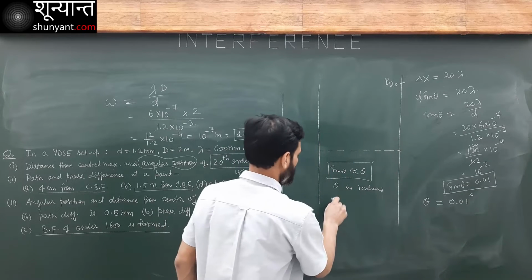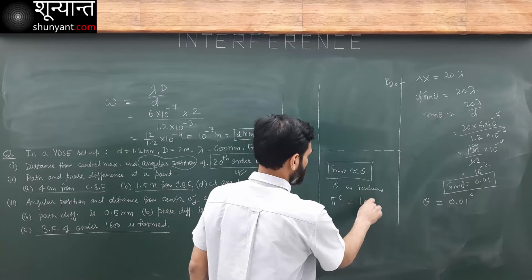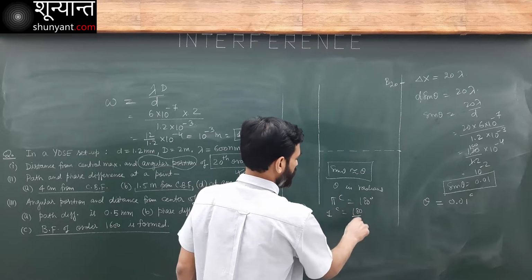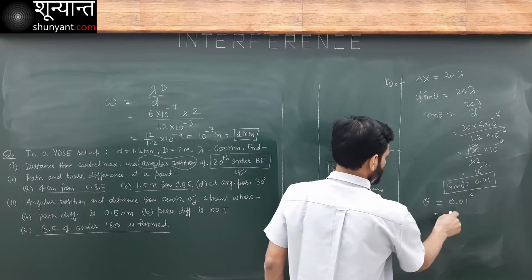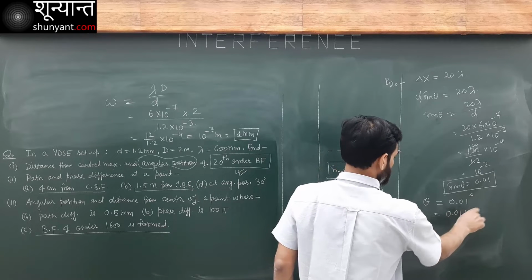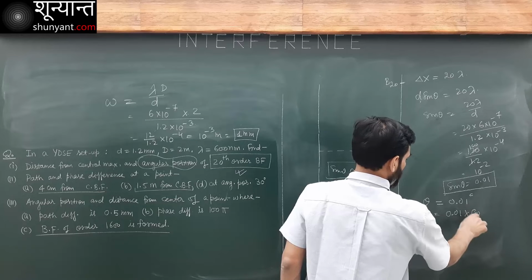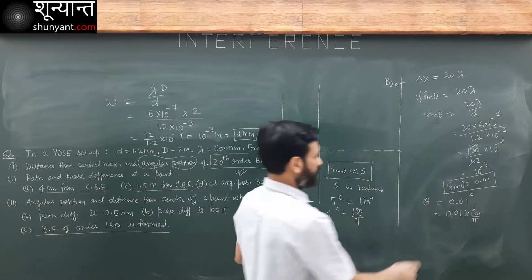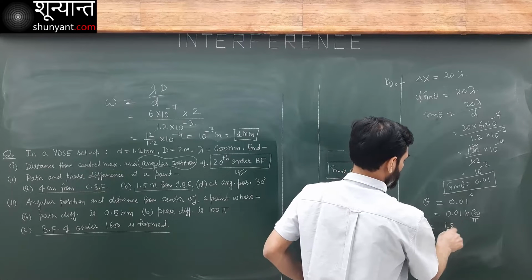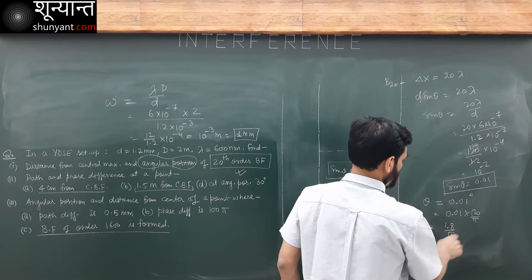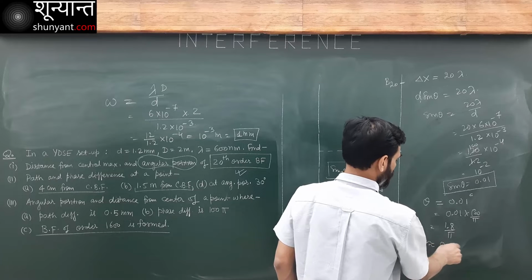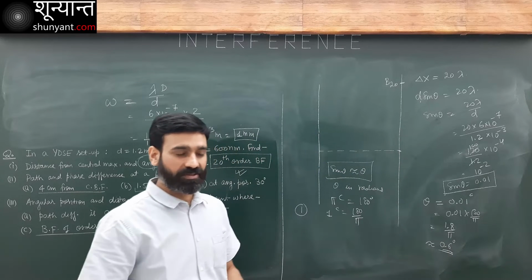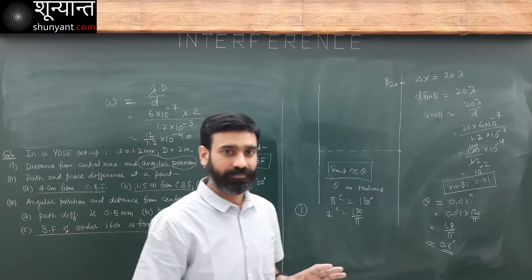Okay. Now pi radian is equal to 180 degree. So 1 radian will be equal to 180 over pi. This will be equal to 0.01 times 180 over pi. Okay. This becomes 1.8 over pi. Approximately it will be 0.6 degree. 0.6 degree. It is a small value.